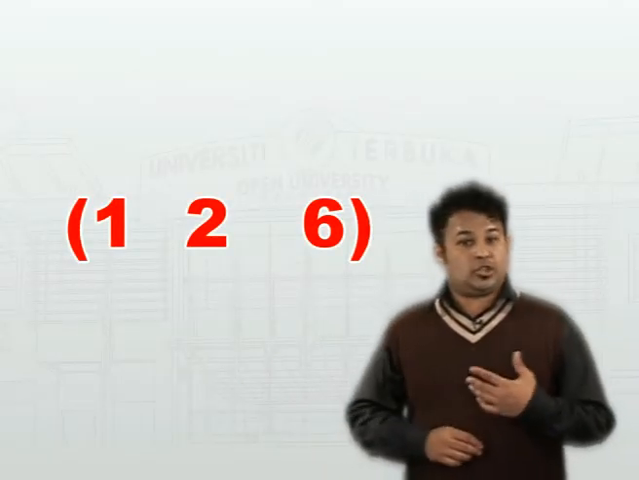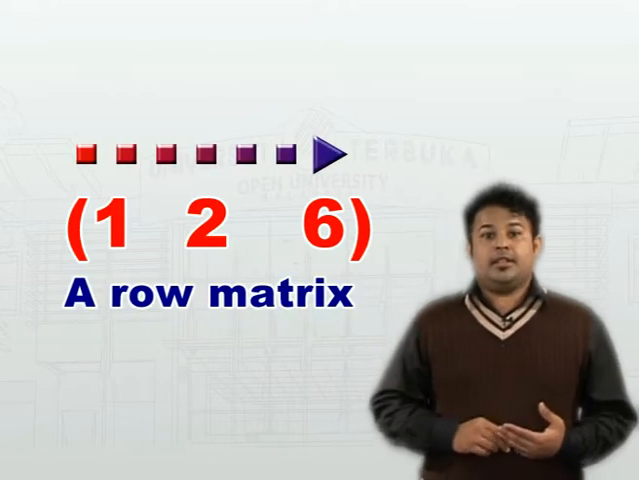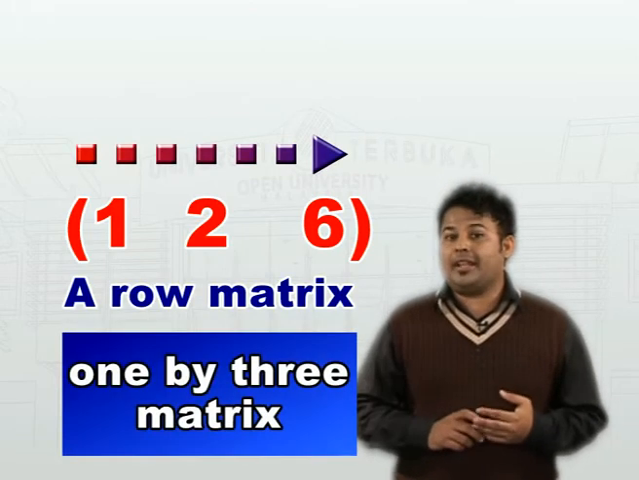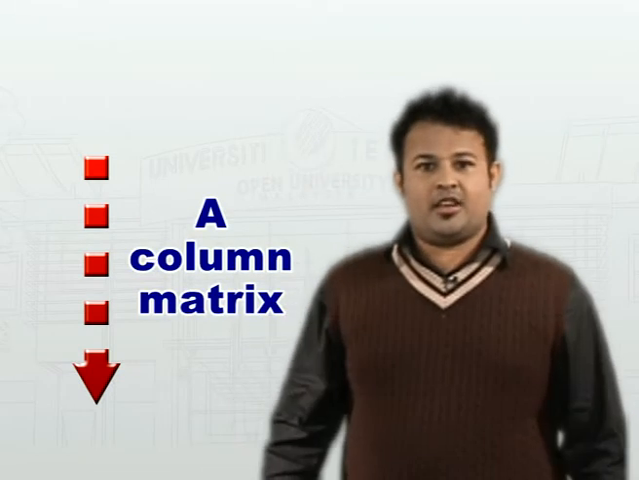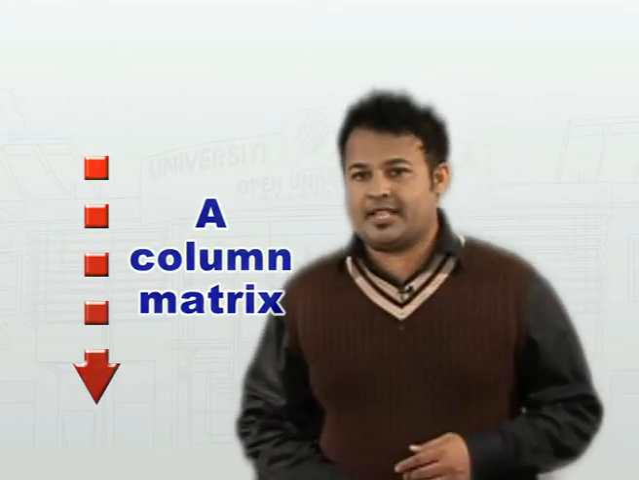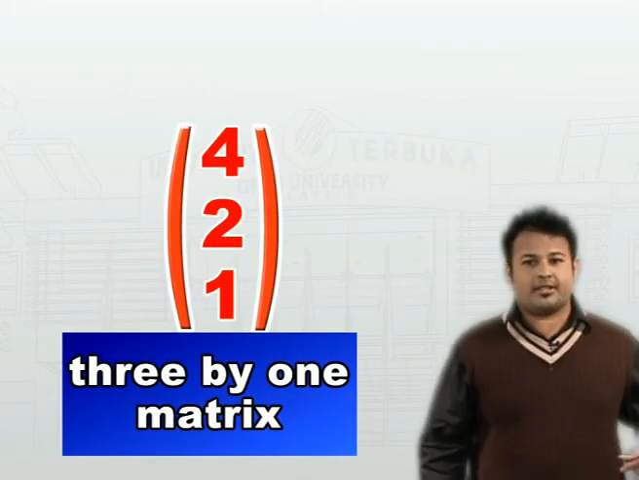Firstly, let's look at row matrix. A matrix with only horizontal entries is called a row matrix. This is a 1 by 3 matrix. We also have a column matrix. A matrix with only vertical entries is called a column matrix. For example, this is a 3 by 1 matrix.